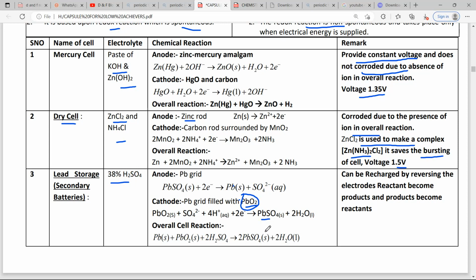Right? If we recharge the cell, a reverse reaction will take place. The reaction takes place in such a way that the lead sulfate dissociates and gives the products. It can be recharged by reversing the electrodes, and the reactants become products and the products become reactants, right? So this is a lead storage battery.